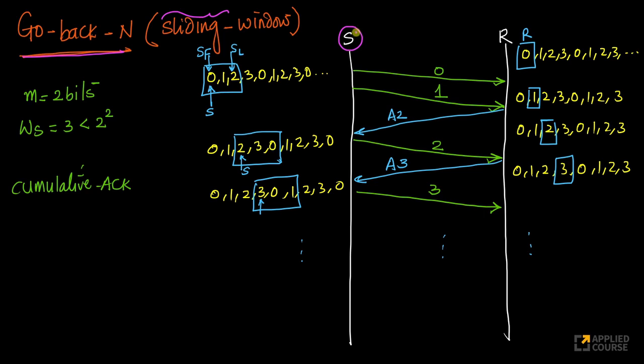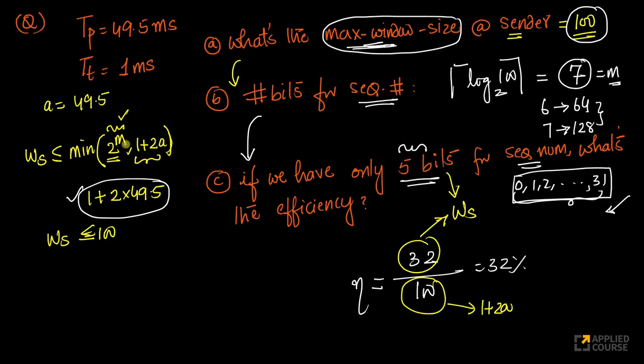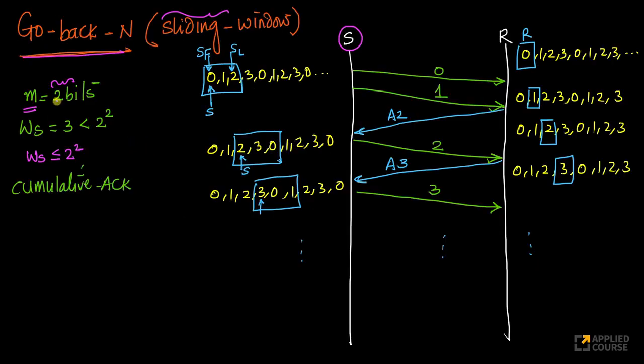I have a sender here. Let's assume my sequence number in a frame consists of 2 bits, which means my window size, remember, has to be less than or equal to 2 power 2. We have seen this in the previous video, that my window size is less than or equal to the minimum of 2 power m and the capacity in frames or packets. So my window size is less than or equal to 2 power 2 because my number of bits is this. So let's take a simple case with window size equal to 3 as an example, right?